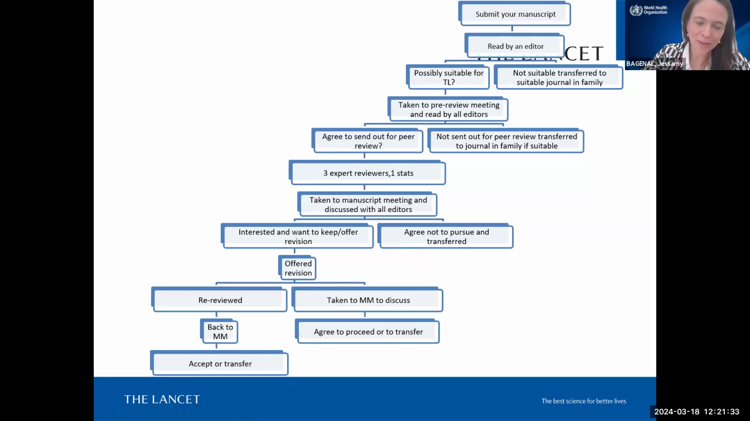When we send it out for peer review, then we wait for those reviewers. We try and get them in very quickly.